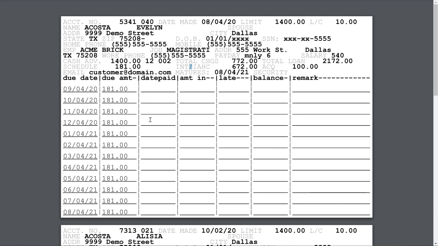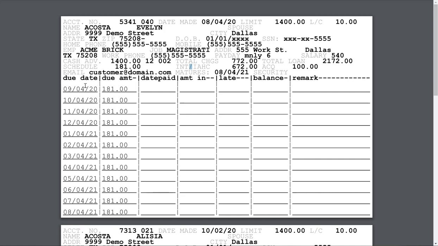So ledger cards are a great way to do a backup. You can go ahead and click print, generate a PDF of all of your accounts, maybe weekly, monthly, and just file that away. Use this as a manual representation of the customer base and the loans that were lent out to the customers.